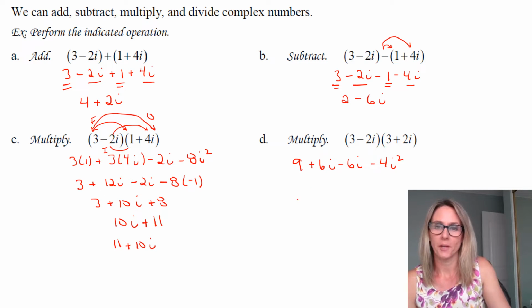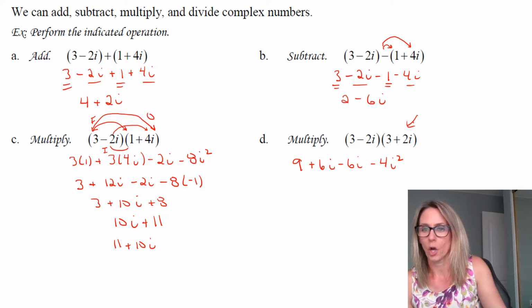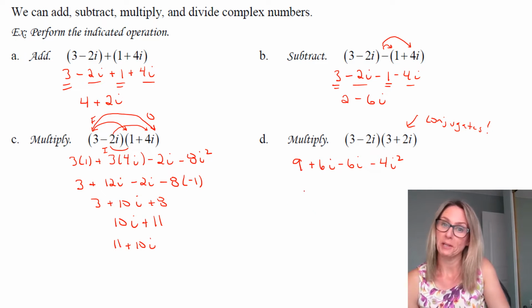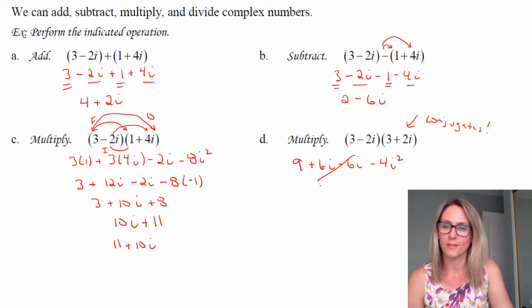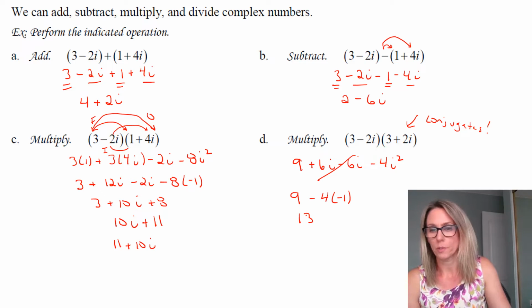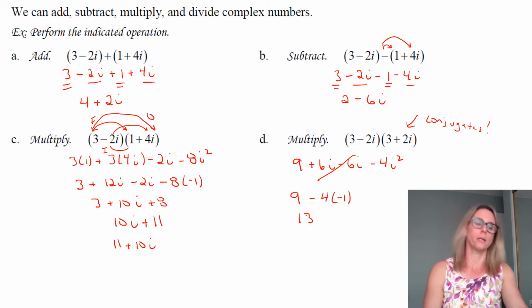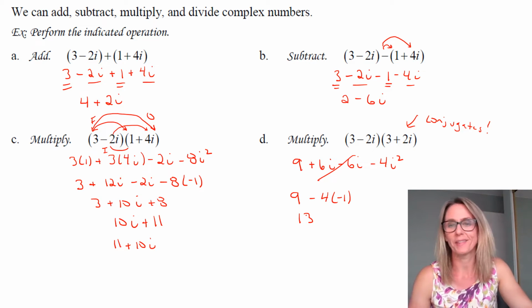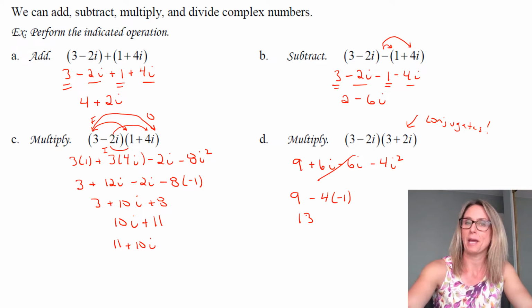So what we see here is this idea of the conjugates, and it helps us out here. So we find that the middle terms simplify. We get 9 minus 4 times i squared, which is that negative 1. So 9 plus 4 is 13. In this case, it might not seem that exciting, but there is a reason that this is helpful, and we're going to see it now.